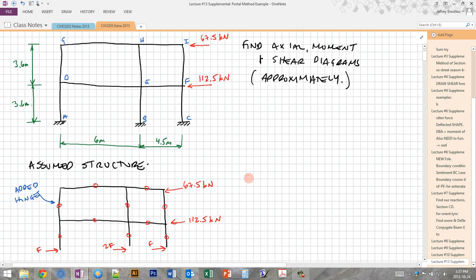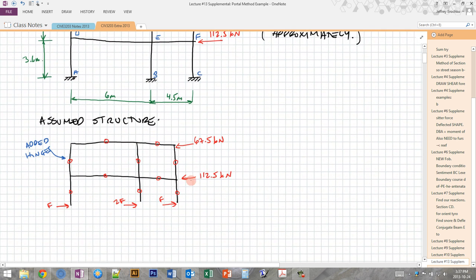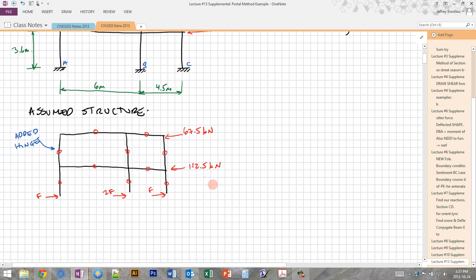So here's our structure with all of the assumptions that we're making in order to make this a determinate system. So first of all, we add hinges at the centers, mid-span or mid-height, of all of the beams and columns in our structure. These are the locations where, due to a lateral load, we assume that there's going to be zero moment. We'll see what that looks like.